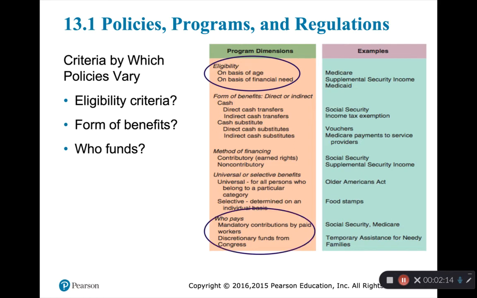In terms of how they are funded, Social Security and Medicare are contributory, meaning people are entitled to benefits only if they have contributed to the system. Need-based programs may be discretionary, meaning they need to be voted on to be funded each year by Congress.